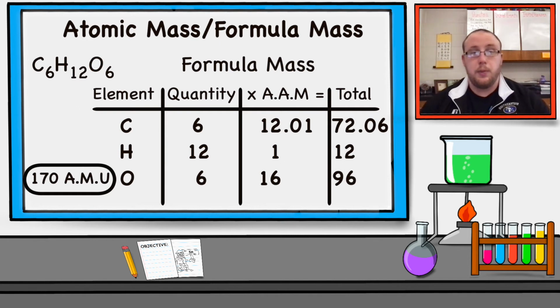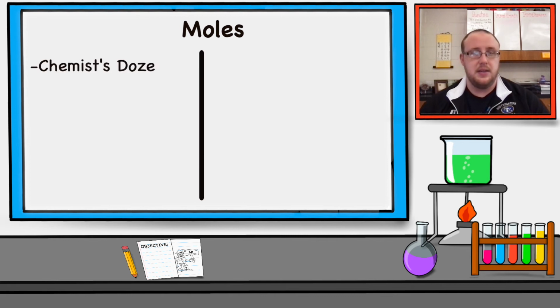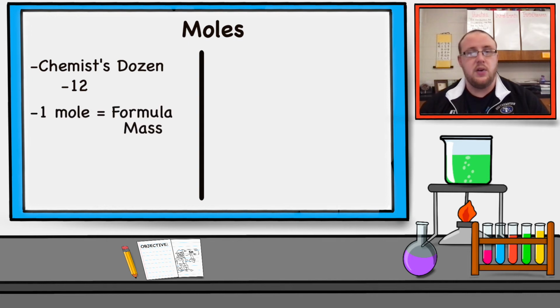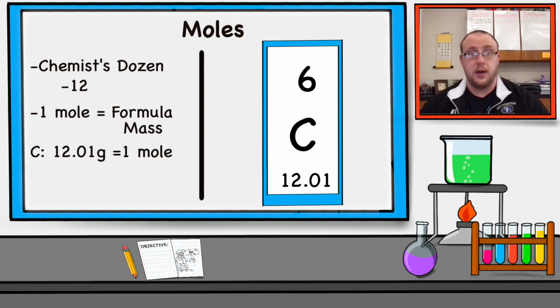Now that we have that under our belt, let's talk about moles. A mole is thought of as a chemist's dozen. When I say a dozen, it is highly likely that you think of the number 12. In chemistry, a single mole of an element or a compound is equal to the formula mass of one of those elements or compounds. So, for example, the element carbon has atomic mass of 12.01 grams, and that specific amount of grams is the same amount as 1 mole of carbon.